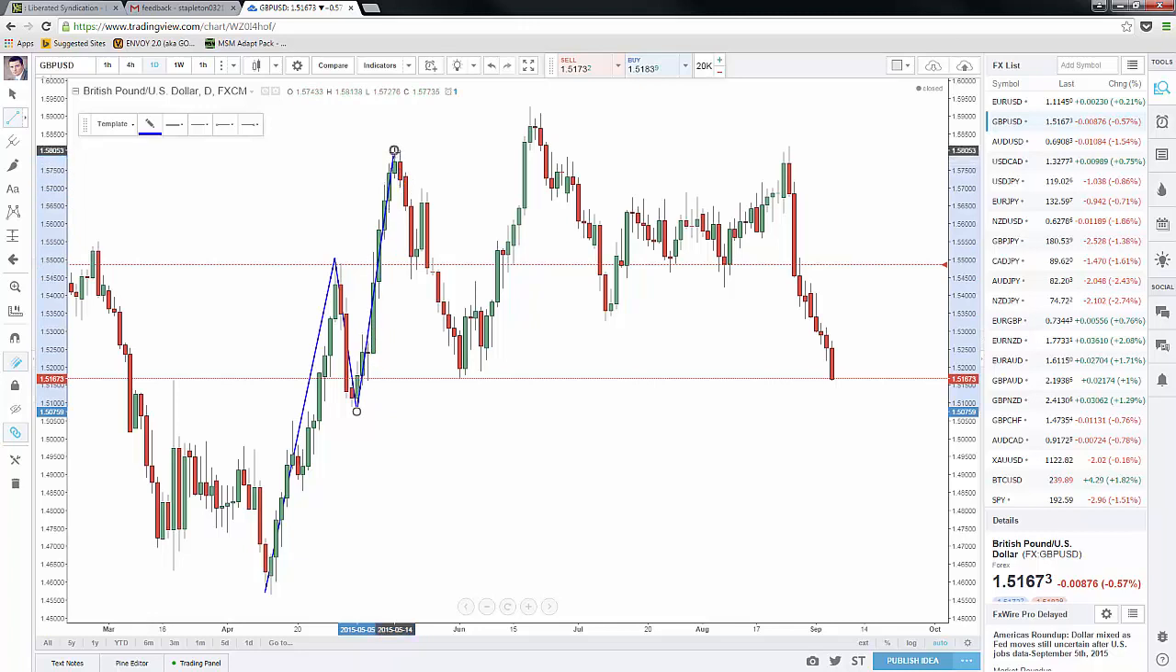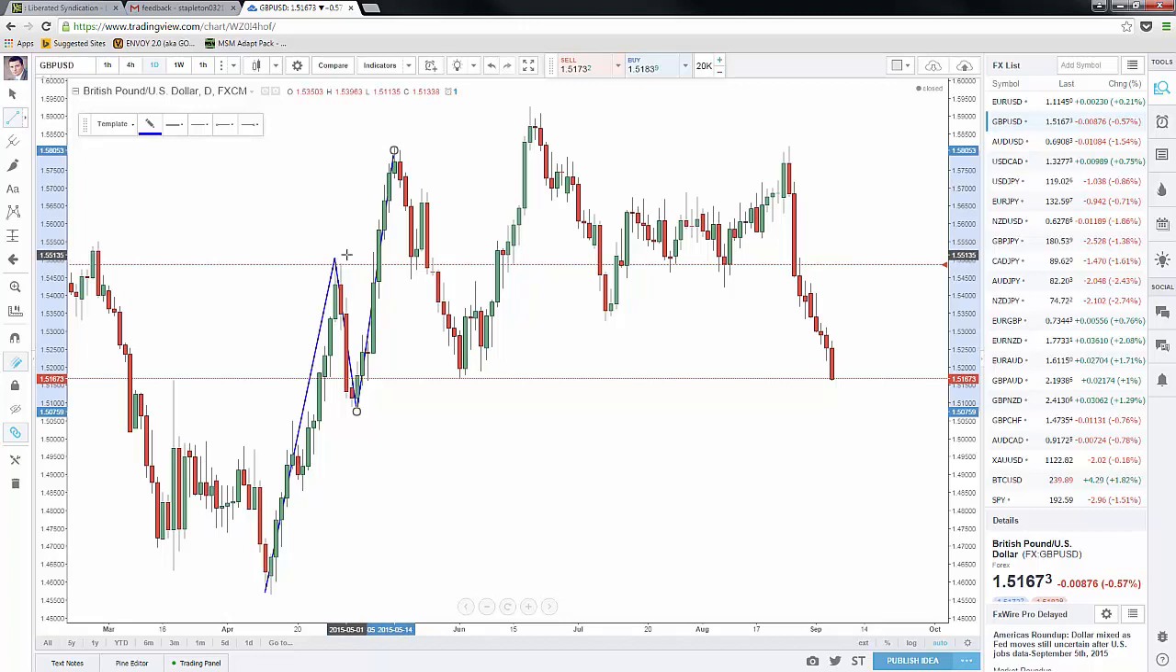Then we get a new structure high. The market made a higher high, higher close, so we get a new structure high. This tells us that the market is in some form of trend because we're breaking structure, moving in the direction, outside return, followed by a new structure high.